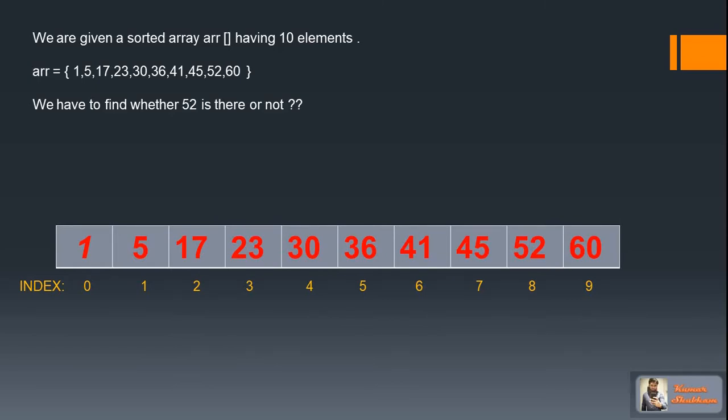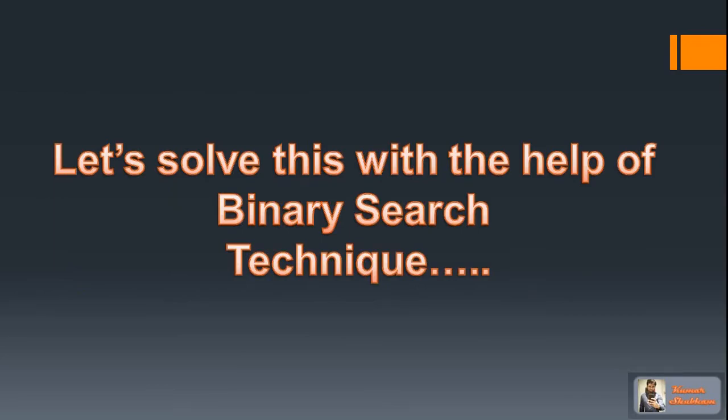We are interested to find whether a particular key, called the searching element, is present in that array or not. If it is present, what is the index number? For instance, let's consider 52 in the array. We can directly see it is present in the array at index 8. Let's find this with the help of binary search.